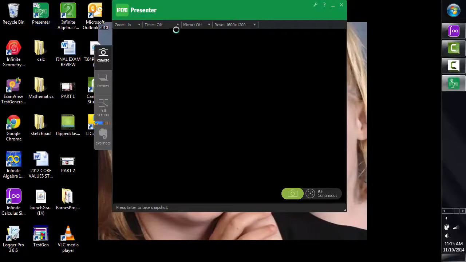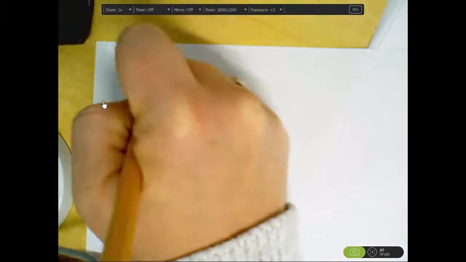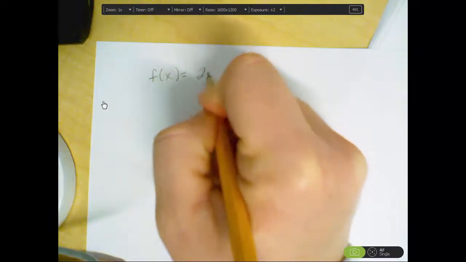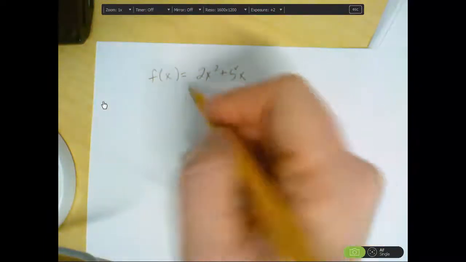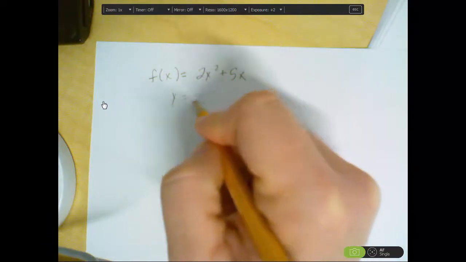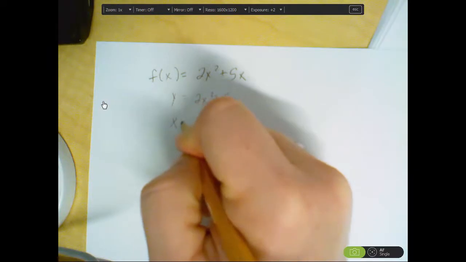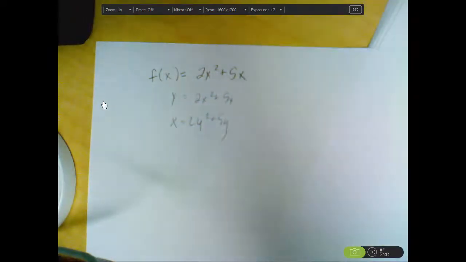Okay, this video is going to be on derivatives of inverse functions. The first thing we have to do is remember what it means to be an inverse function. So for instance, if f of x equals 2x squared plus 5x, then the inverse function, we would plug in y, and we would switch x and y and solve for y. Now I'm not going to do that, but you should remember that that's what you do.